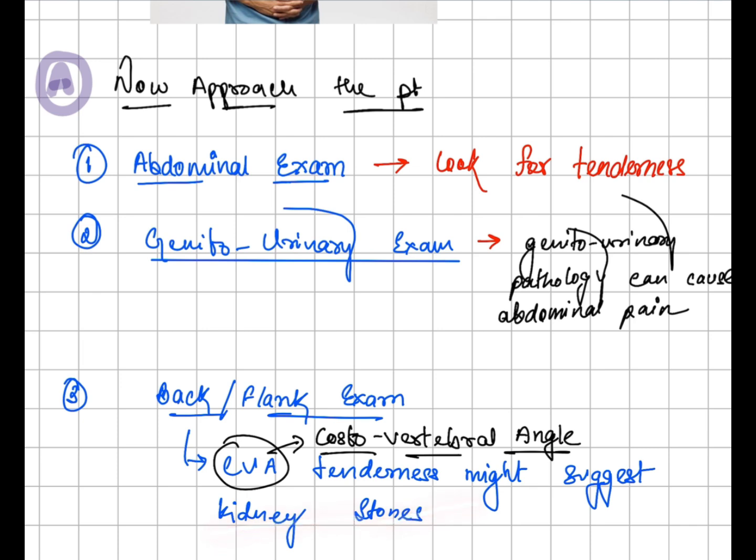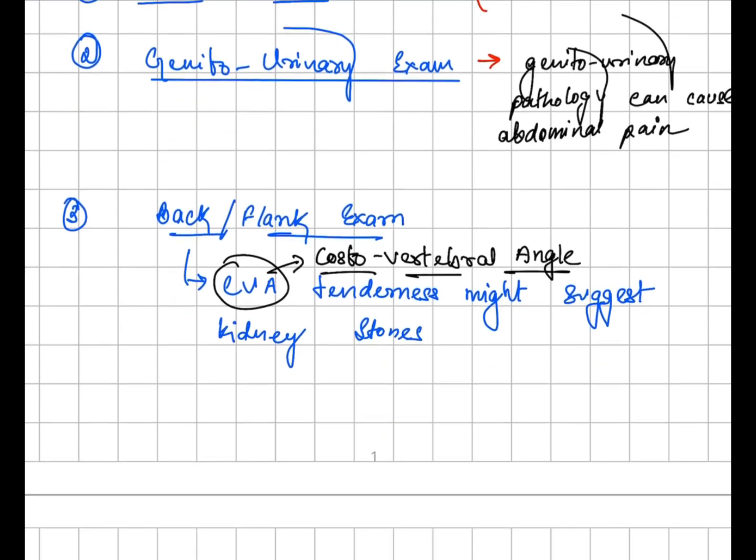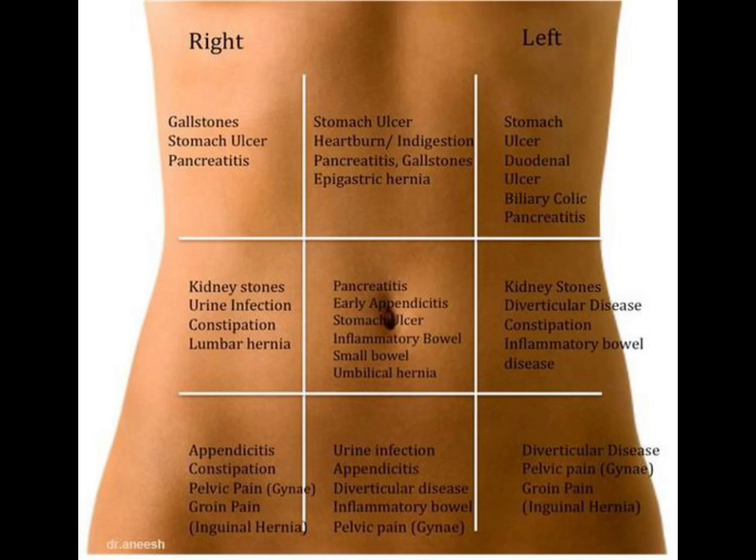So this is the clinical approach. First, you will do an abdominal exam, then a genitourinary exam, and then the back flank exam. Now in this case, after doing all this, what has the result been? So we are going through this. First of all, we will go through the abdominal examination.